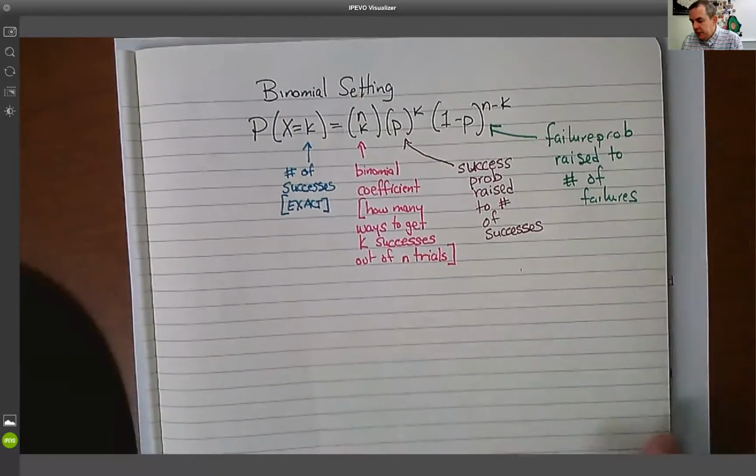Okay, let's talk a little bit about the binomial setting. Again, we talked a little bit about it in a previous video. I'm going to walk through it one more time, do a couple examples, just so we have additional practice to look at. So again, binomial settings. Here's what we know about a binomial setting.